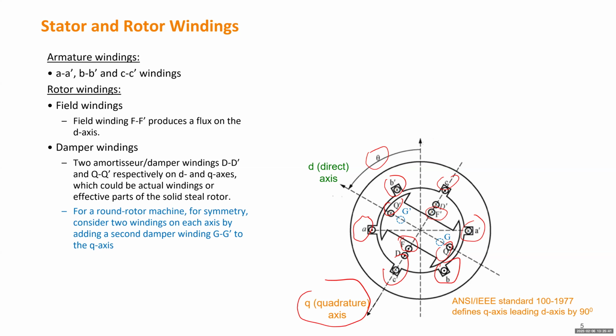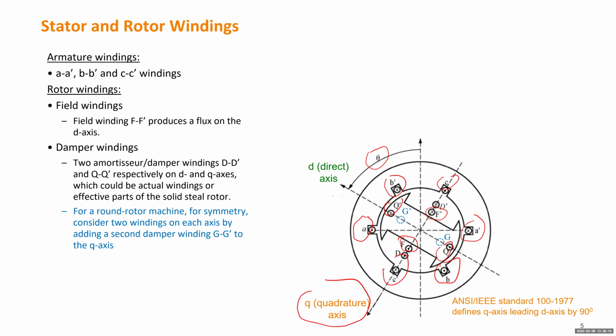So capital D and capital D prime, this damper winding is in the same direction as the field winding. So that's why we use the letter D. And the capital Q is a damper winding in the same direction as the Q axis. That's why we use the letter Q. So if it's a cylindrical rotor generator, we need three stator windings A, B, C, and we need one field winding and two damper windings, right? So totally we have 6 windings.